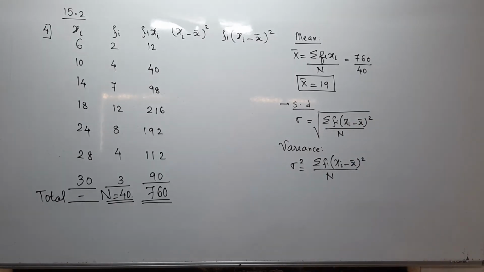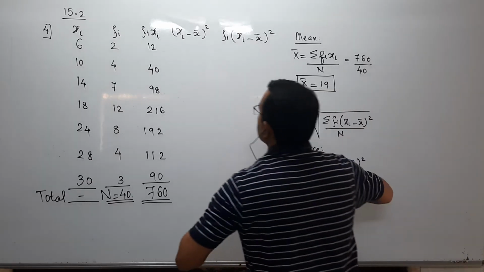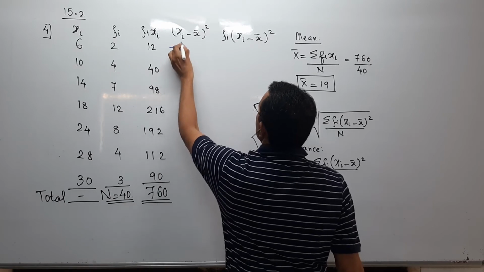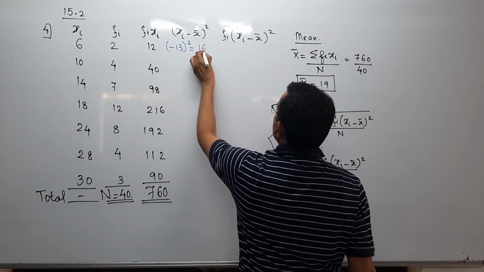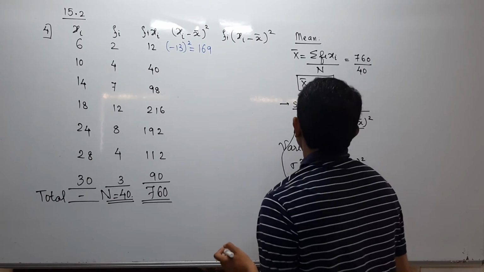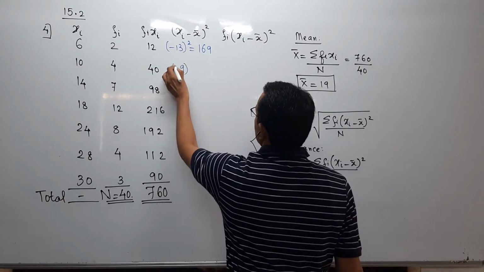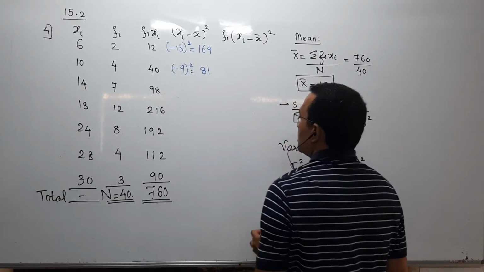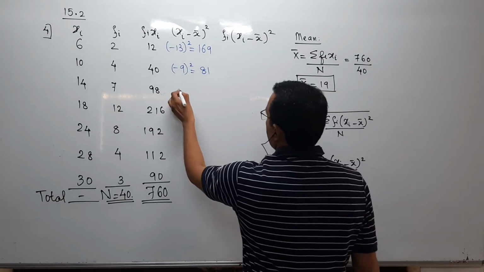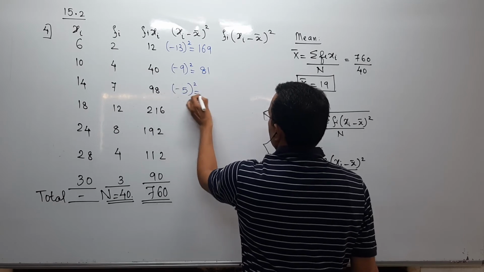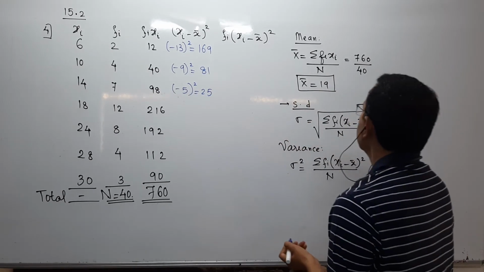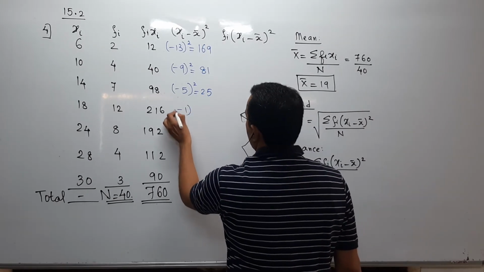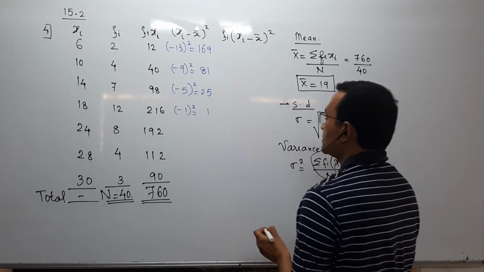Okay students, now pay attention. From every observation xi, I have to exclude x bar, which is 19. 6 minus 19 is minus 13, and square of minus 13 is 169. 10 minus 19 is minus 9, and square of minus 9 is 81. 14 minus 19 is minus 5, and square of minus 5 is 25. 18 minus 19 is minus 1, and square of minus 1 is 1.